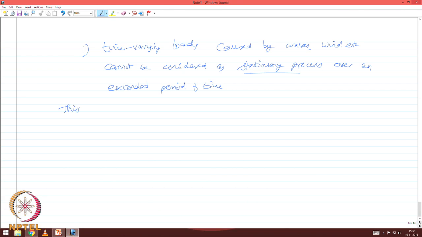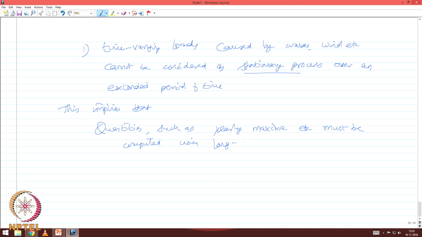So, this implies that quantities such as yearly maxima, etc., must be computed using what we call long term statistics. That is an important statement we have.